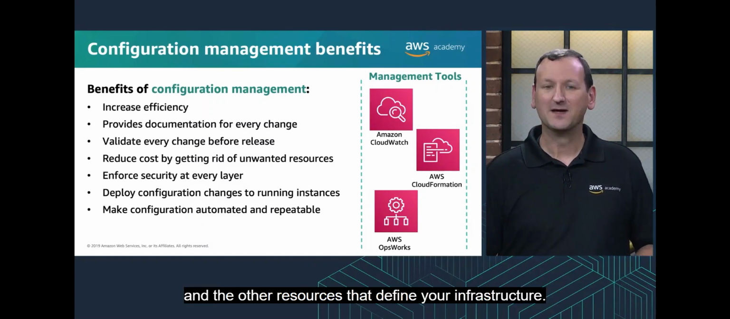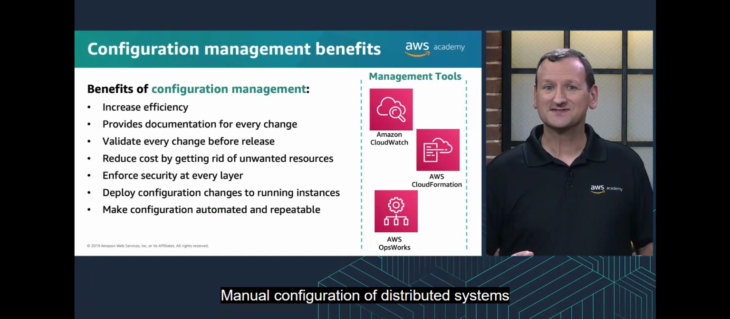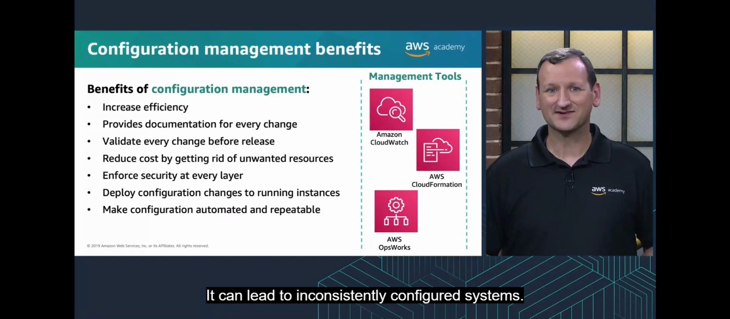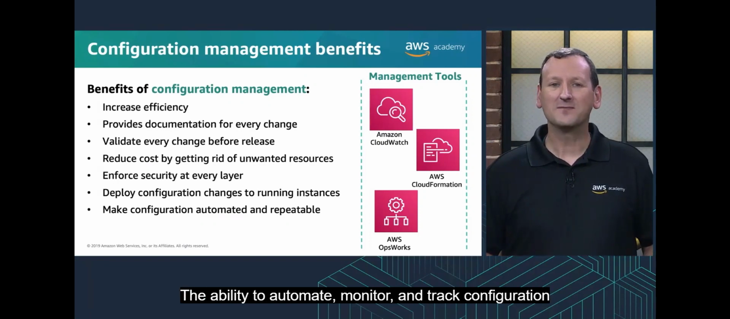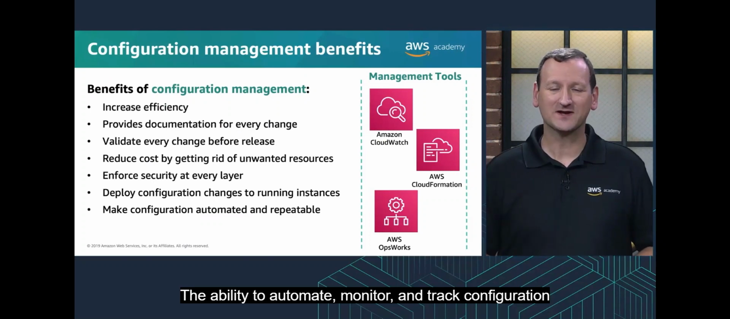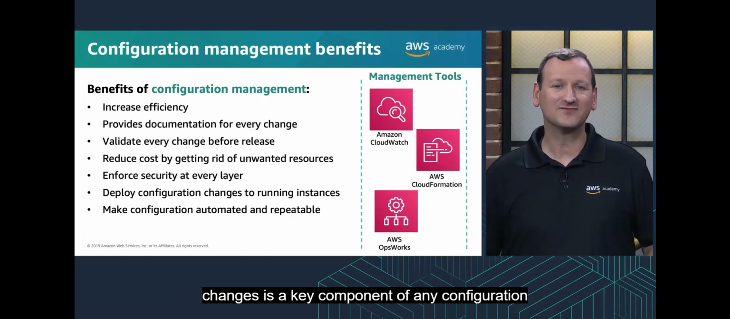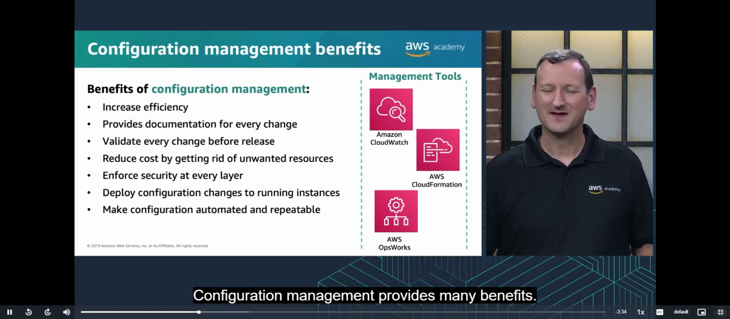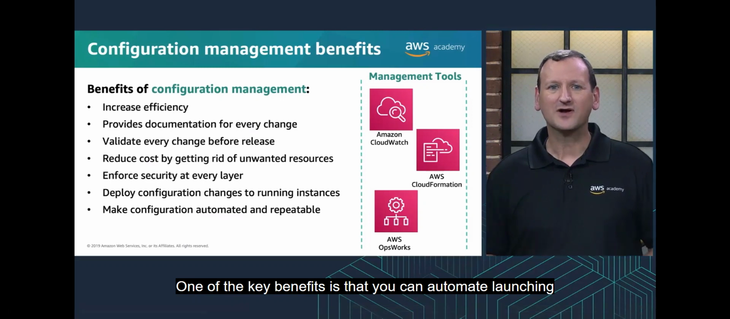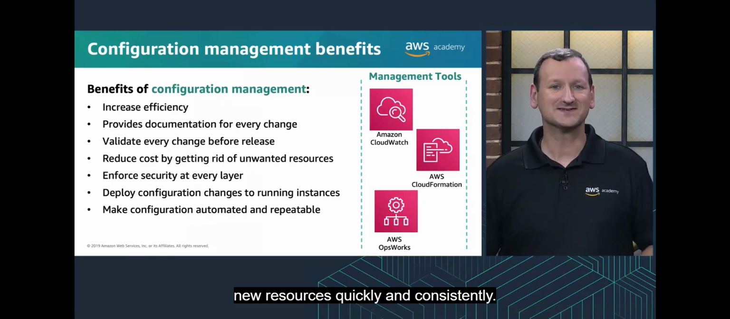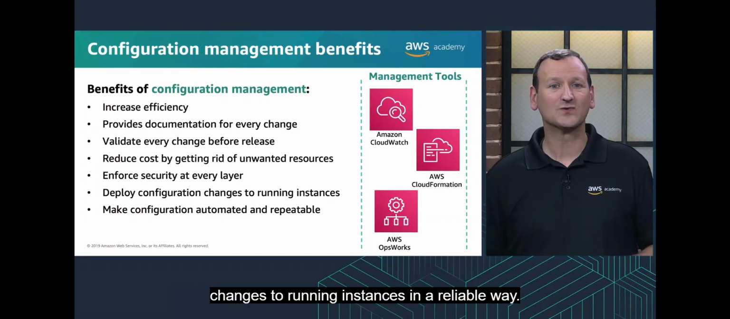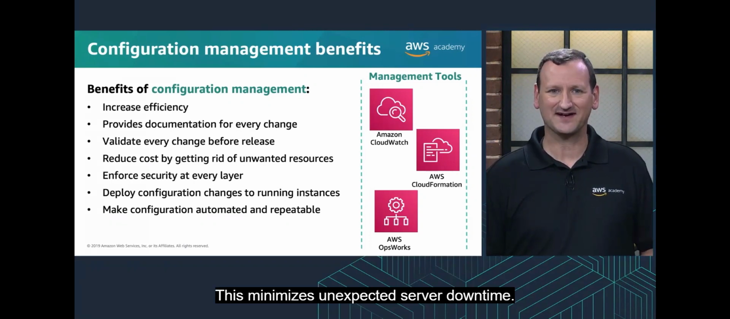your infrastructure. Manual configuration of distributed systems is time-consuming and error-prone. It can lead to inconsistently configured systems. The ability to automate, monitor, and track configuration changes is a key component of any configuration management solution. Configuration management provides many benefits. One of the key benefits is that you can automate launching new resources quickly and consistently. Automation is commonly used for deploying configuration changes to running instances in a reliable way. This minimizes unexpected server downtime.